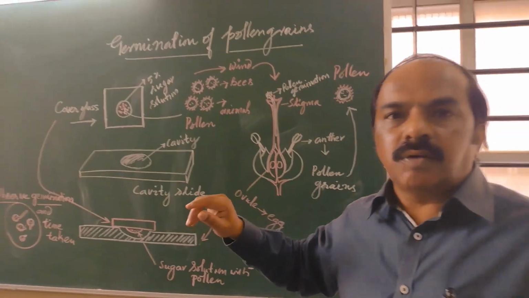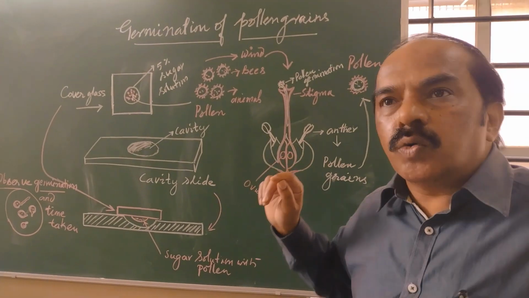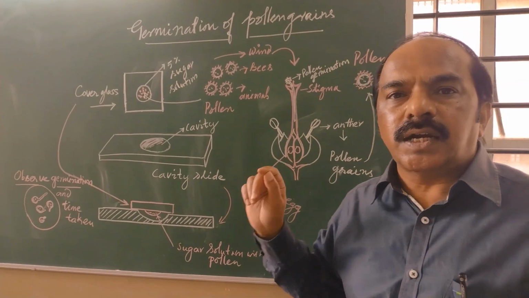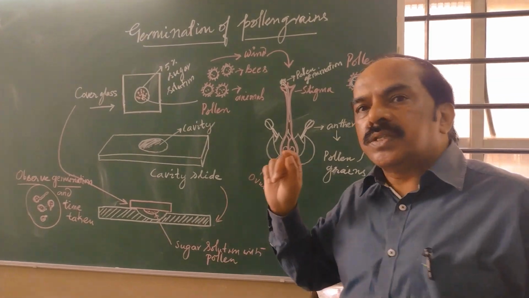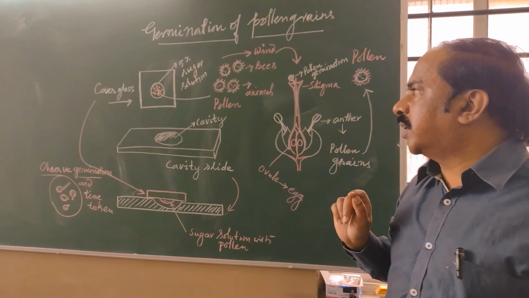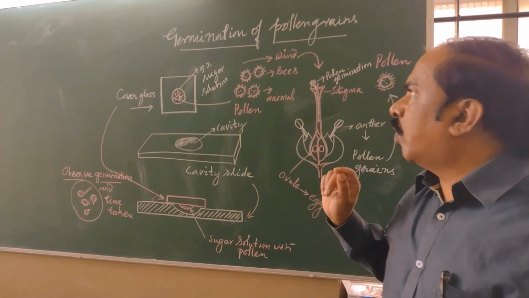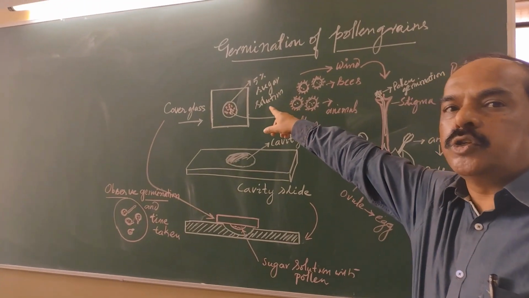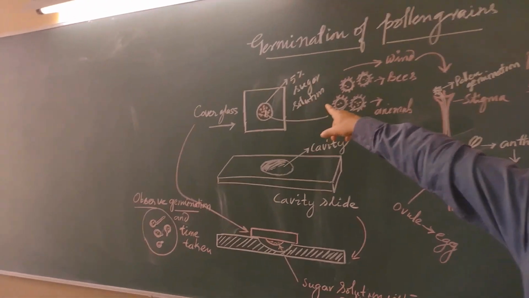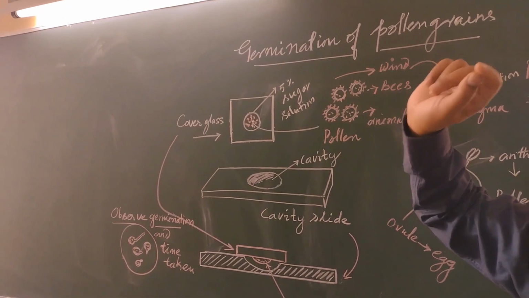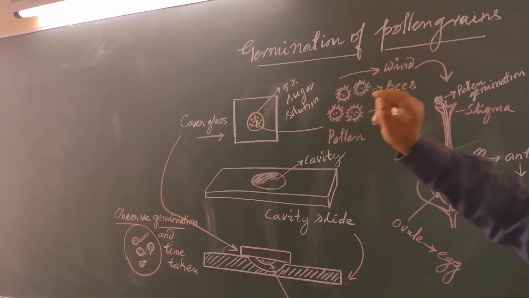Now in this practical, we will see how the pollen grains are germinated. We will conduct a very simple experiment to see the germination of pollen grains. It's a very simple experiment. What we require is only 5% sugar solution. And to make 5% sugar solution, take 5 grams of sugar, mix it in 100 ml of water.